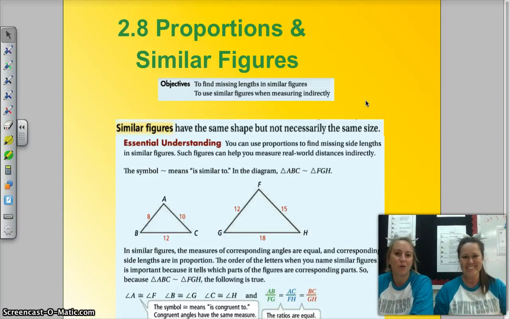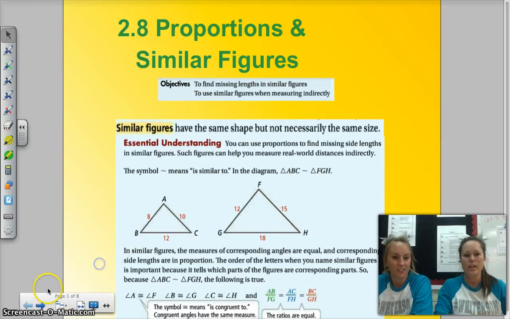Hey, 2.8, proportions and similar figures. Ooh, I love this math stuff, too. It's fun. Okay, guys.